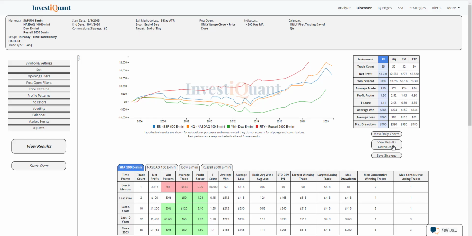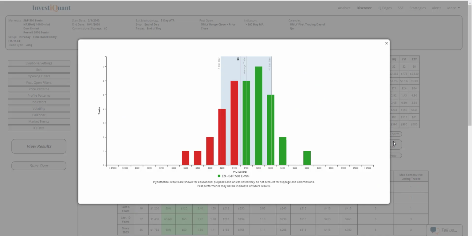Let's take a look at the results distribution, and I've got the S&P here loaded, so this is the one with the 60% win rate and fairly even average win and average loss. So here's the results distribution for the S&P, and this looks pretty symmetrical to me. Very nice bell curve shape going on here, where you've got one standard deviation here in the blue background, where the majority of the results are taking place. Looks like the most common scenario has been a small winner here.